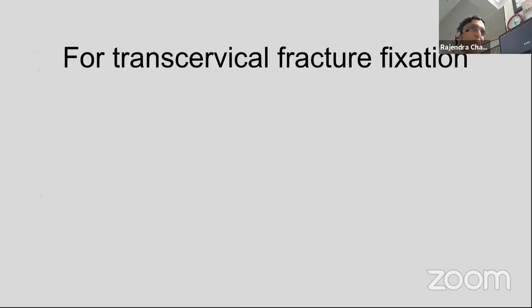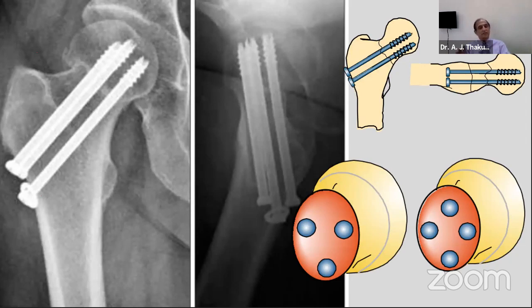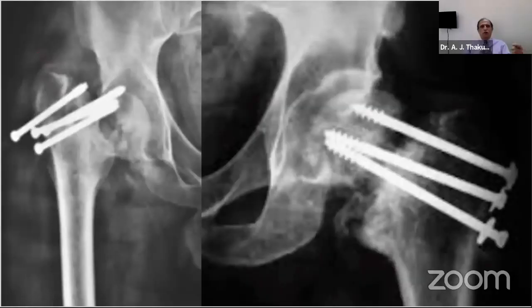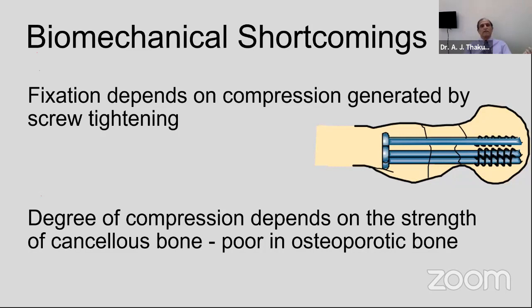All this time, we are using 3 screws. It's a popular method, and we have now perfected this. We get a reasonable amount of success sometimes, sometimes we don't get it. So it's half and half. How to improve on it? A 20 to 42% failure is really bad. So that's why some people directly now go for a total replacement.